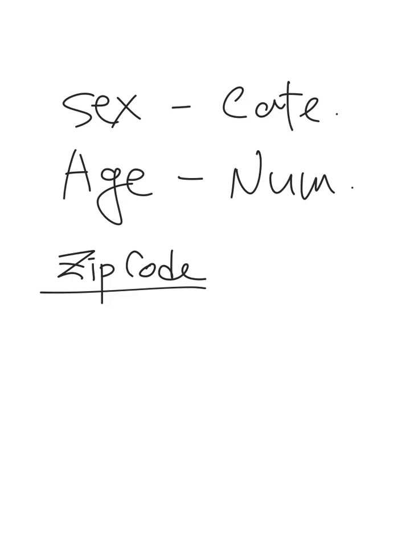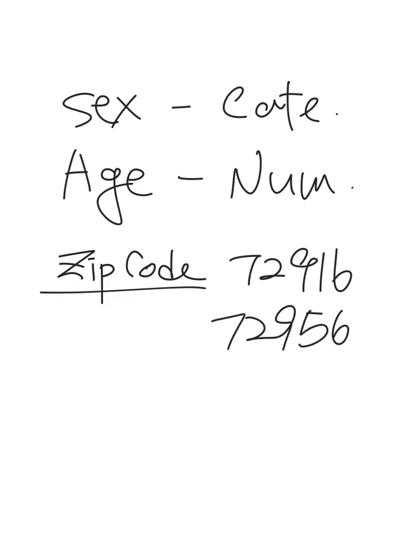Zip code. I have a 72916. What is yours? 16? Okay, how about you? The zip code. Oh, 72906. 56? Yes. 7295. Where is it? Van Buren. Oh, Van Buren. Okay, good. What is yours? 72934. Where? Chester or Midlands. Okay, good. Do you know where 72961 is?